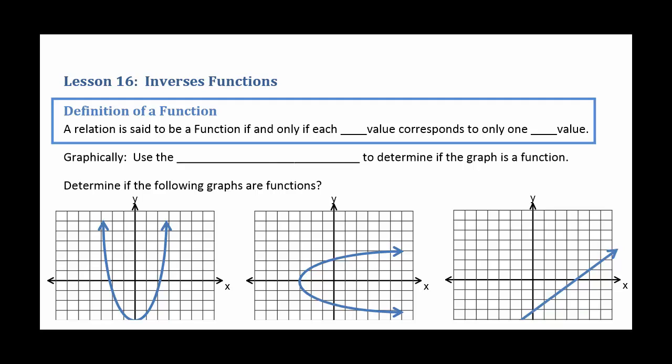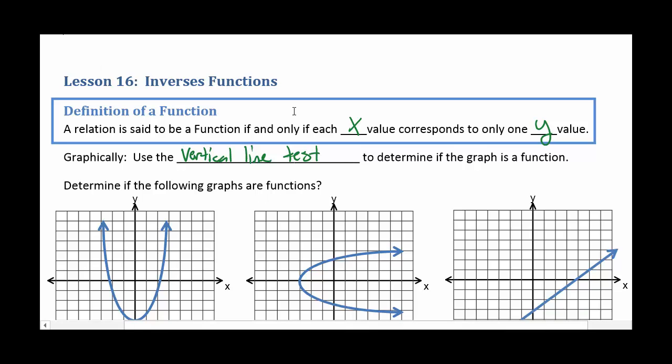All right, definition of a function. A relation is said to be a function if and only if each x value corresponds to only one y value. Graphically, we can use the vertical line test to determine if the graph is a function.